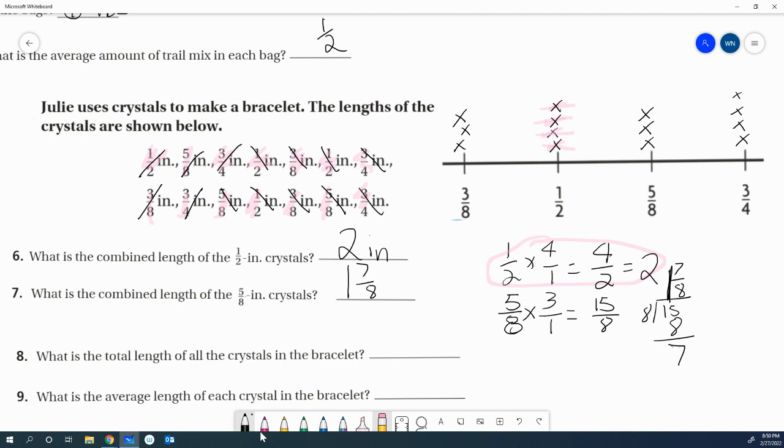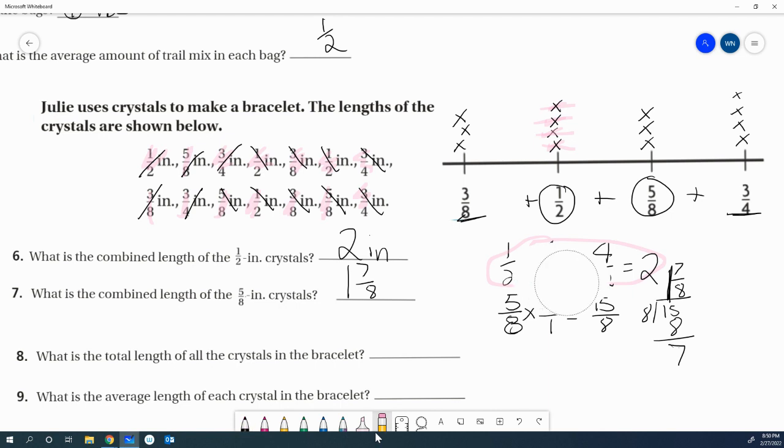All right, number 8. What is the total length of all the crystals in the bracelet? All right, so for this one, we already have the 1/2 and the 5/8 done. So you have to do the 3/8 and the 3/4 and add that to what we already have to come up with this answer. This is definitely going to be a little bit tricky, but I know you can do it. Go ahead and try it and see what you get.